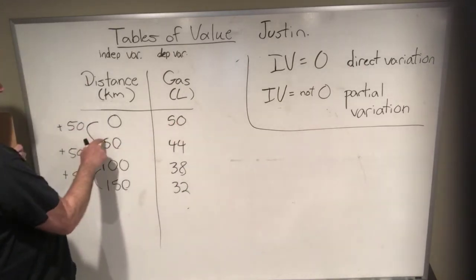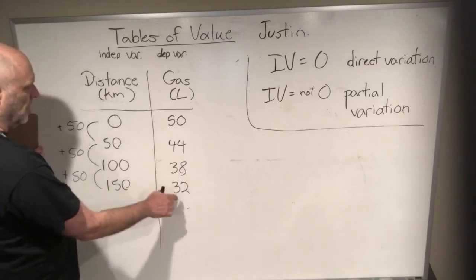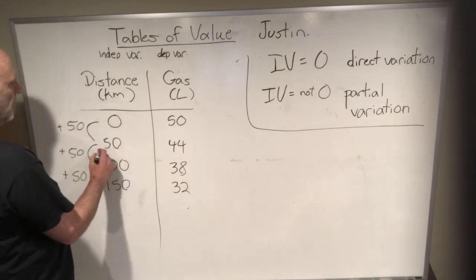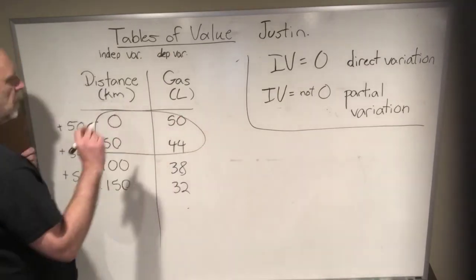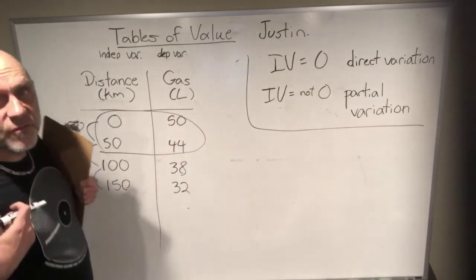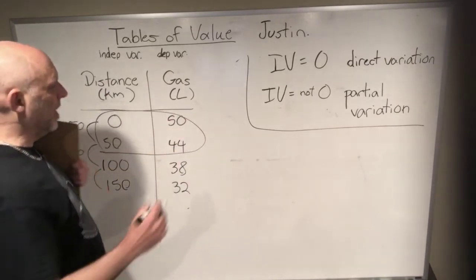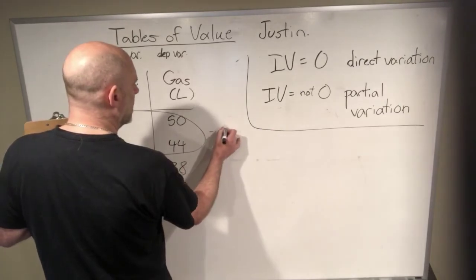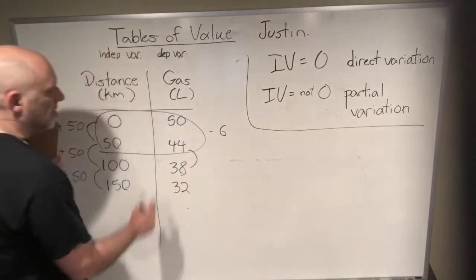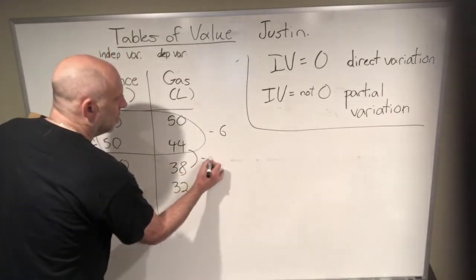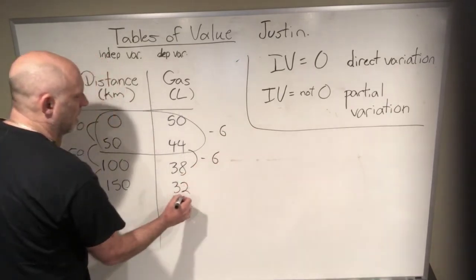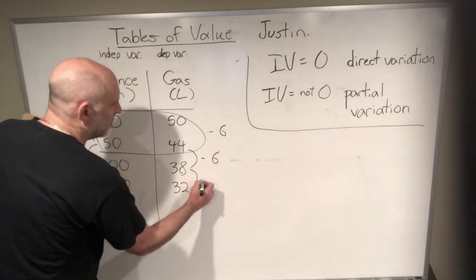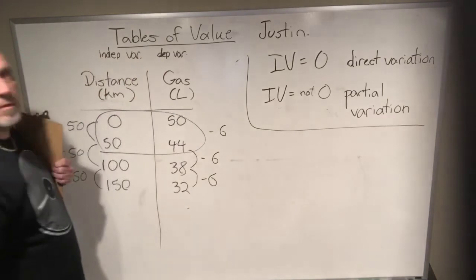Don't say, oh, that's a jump of 50. What is it over here? I don't care what here. I'm concerned about this interval. Okay? 50 to 44, we're going down by 6. Negative 6. 44 to 38, I'm going to keep going just to show you the same pattern. Negative 6. 38 to 32, negative 6.